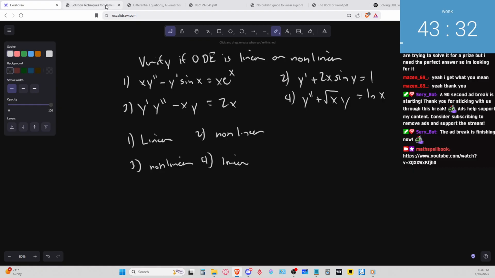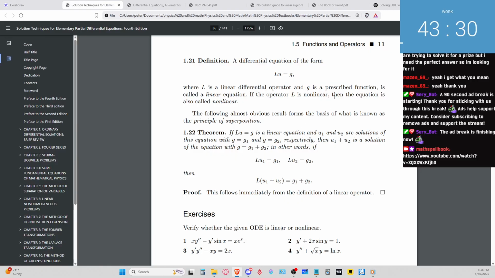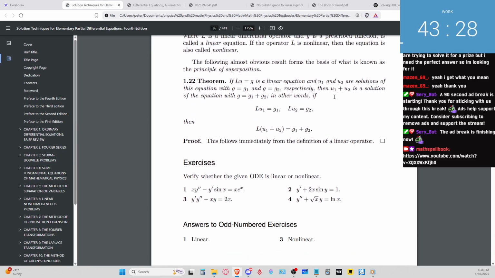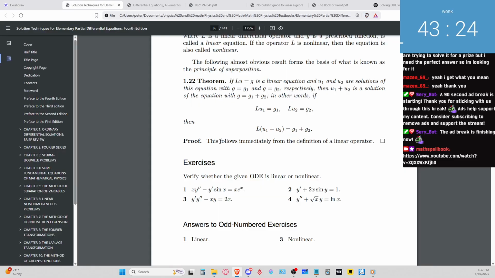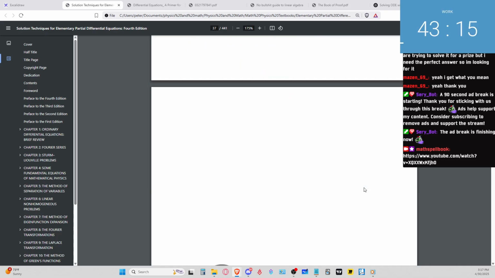All right, so let's take a look. I think it's only going to answer 1 and 3. So 1 is linear. We have linear. Okay. 3 is non-linear. Yeah, you got that right. So I'm thinking our logic was correct in thinking that.